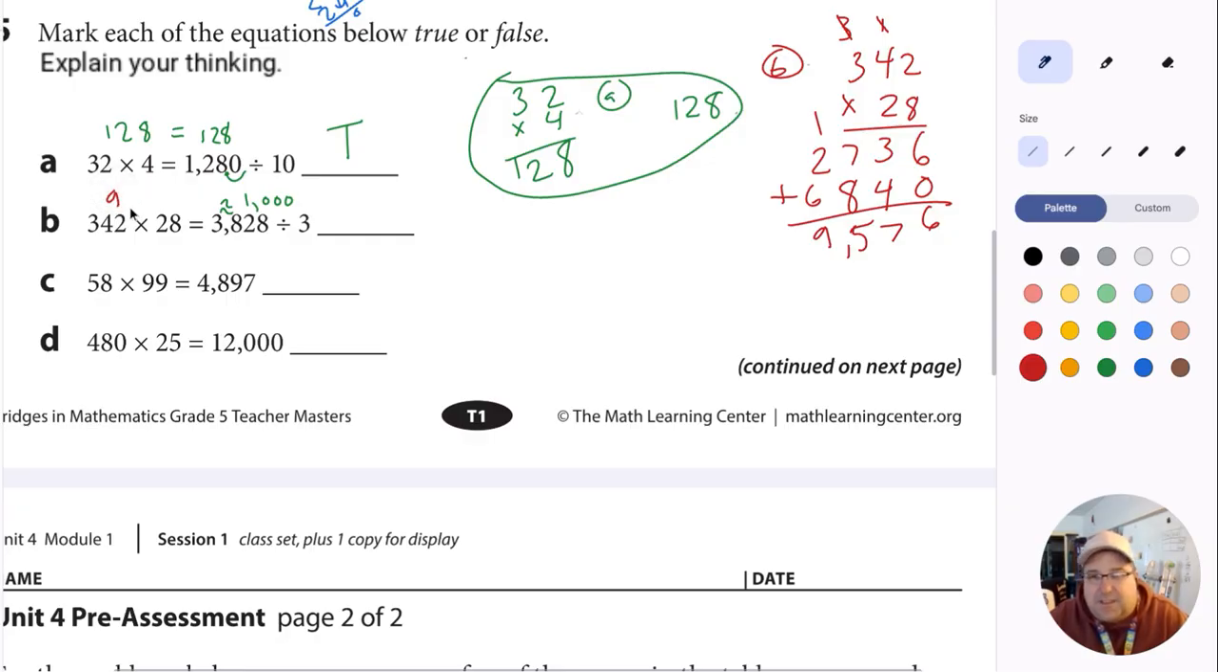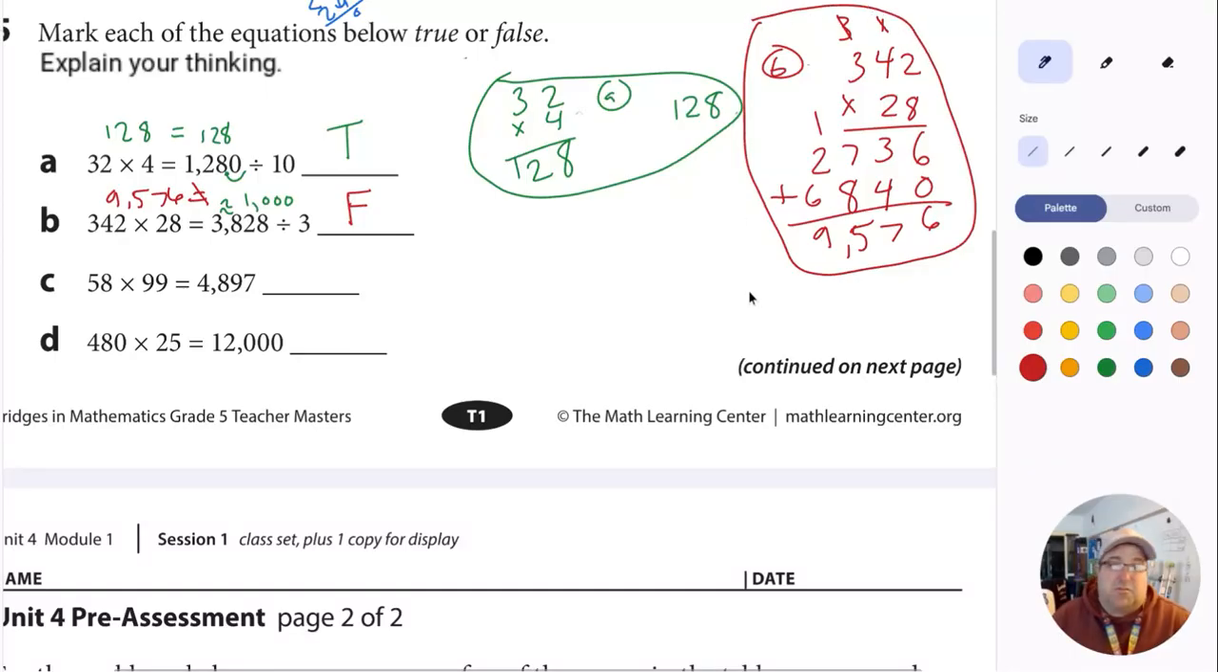So if we get 9,576, you don't even have to figure out what that is. We know it's not even close. So that's not going to be the same. That's going to be a big F, big false on that one. And again, if you wanted to solve that whole thing, you could. But once you know it's true or false, as long as you can prove it, you're good.